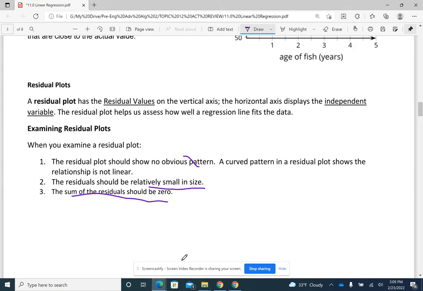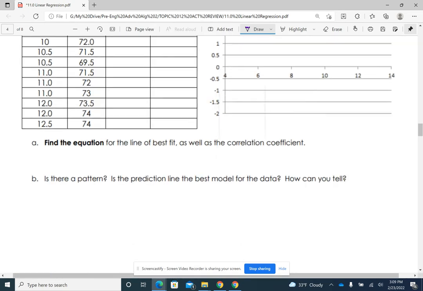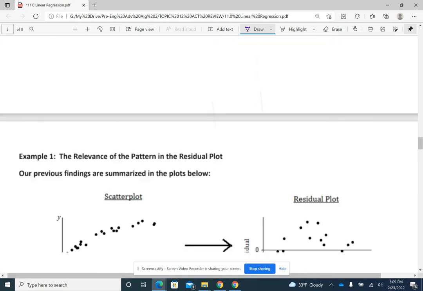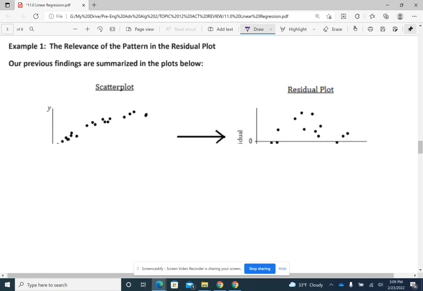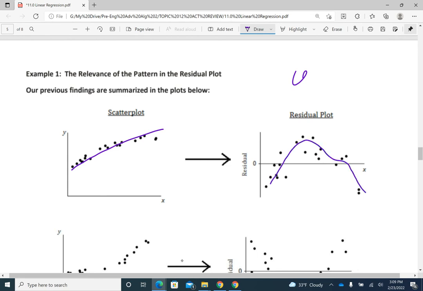Now, here's a couple of examples. Here's what we can tell. So we're going to skip past this example for right now. All right. So here I see a scatter plot on the left. And at first, it looks like, hey, that might be a linear model. But then when you examine the residual plot that goes along with it, you can see that the points kind of follow a curved pattern.